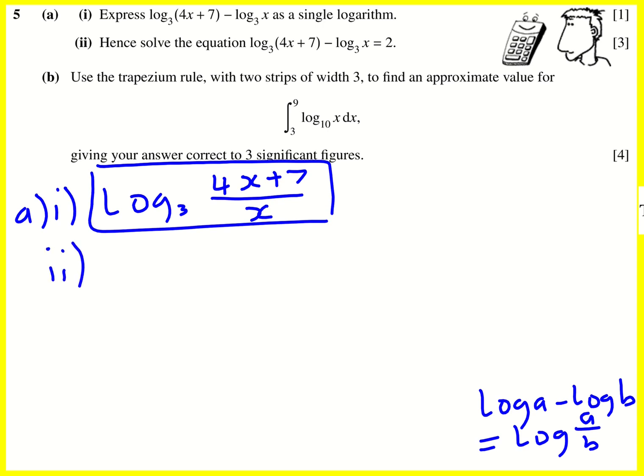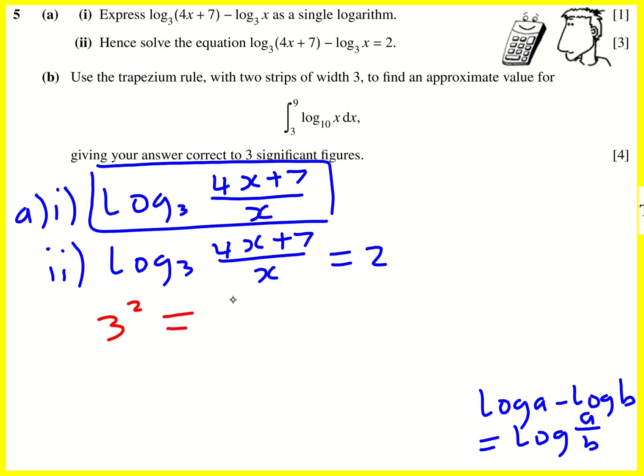Part 2, hence solve this equation. Well, we've already sorted the left hand side. It's equal to this, and that equals 2. Now I'm in the position to undo the logs. It must be that the base, which is 3 to the power of 2, equals (4x plus 7) over x.